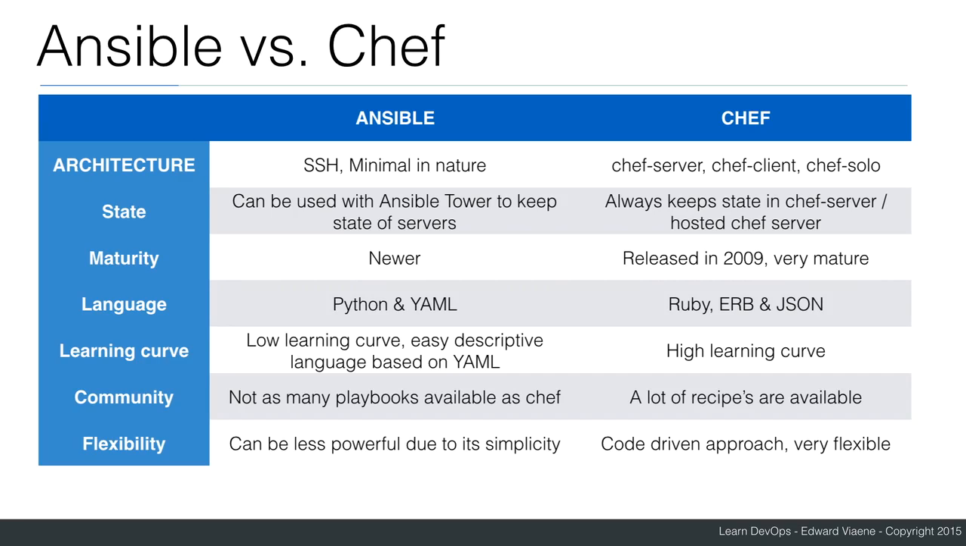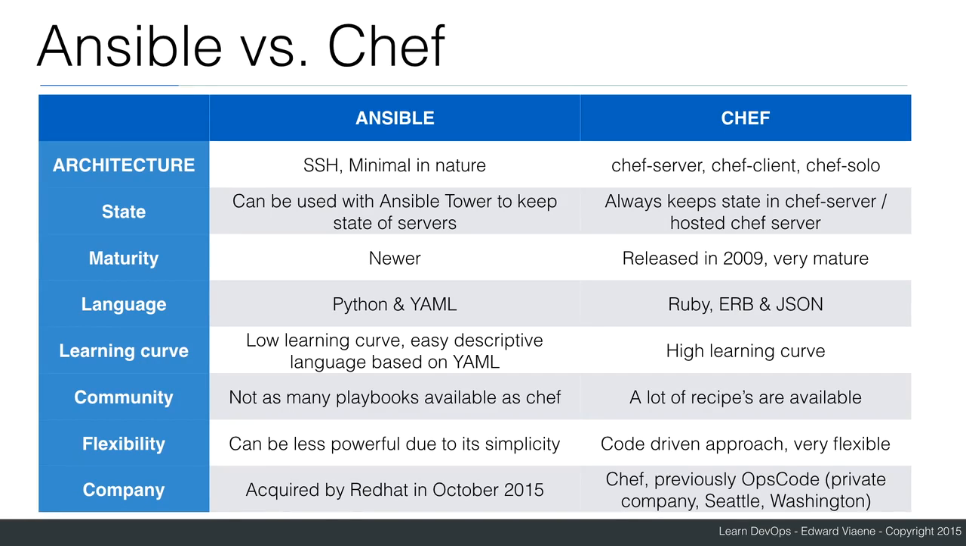Ansible, because of its simplicity, can sometimes be less powerful than Chef. Chef has a very code-driven approach and is very flexible, but can therefore also be more complicated. Depending on what your needs are, you might want to adopt Ansible, because it's so much easier to use. If you need more complex deployments and keep the state of all your servers, Chef might be a better fit for you.